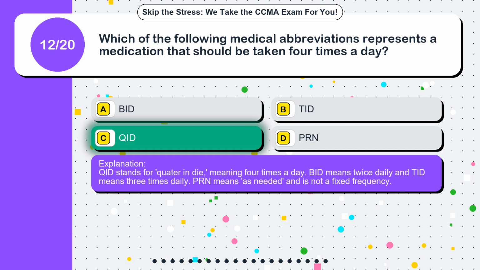QID stands for quarter in die, meaning 4 times a day. BID means twice daily and TID means 3 times daily. PRN means as needed and is not a fixed frequency.